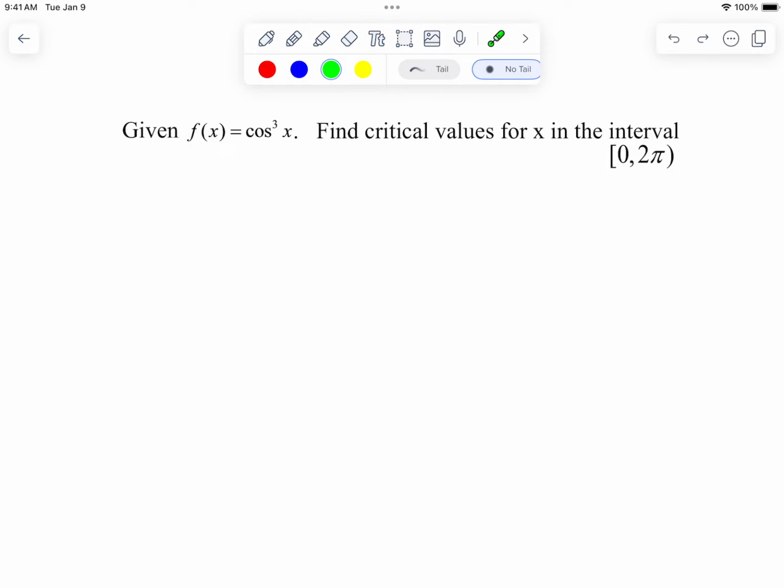So again, I want you to go ahead and try this on your own. Find the critical values, pause the video, unpause when you are ready to check.